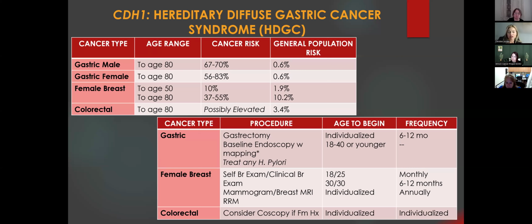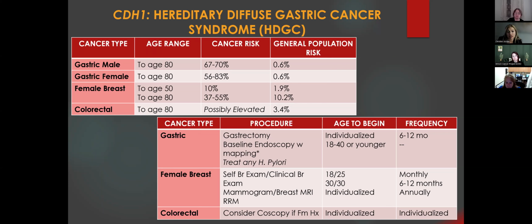Females have high risk of invasive lobular breast cancer, and there's potentially elevated risk of colorectal cancer of the signet ring type. Our GI team helps us do this gastric mapping where they take random samples from the stomach and send them away to look for anything that may be malignant. A lot of times these people may have gastrectomy as young as 18 years old.